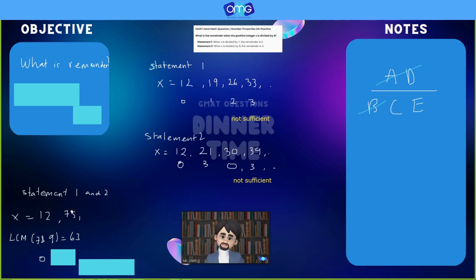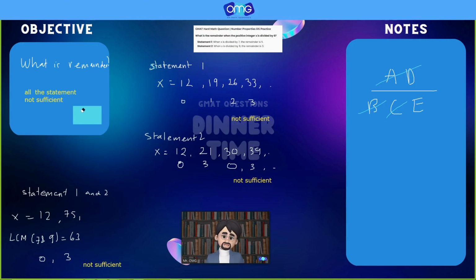For 75, the remainder is 3. Look at this. This already has two answers, so we don't need to find the next ones. We can say this is not sufficient because this gives two answers. So C is also wrong even when combined. Since all of the statements are not sufficient, the answer is E, and that's the answer.